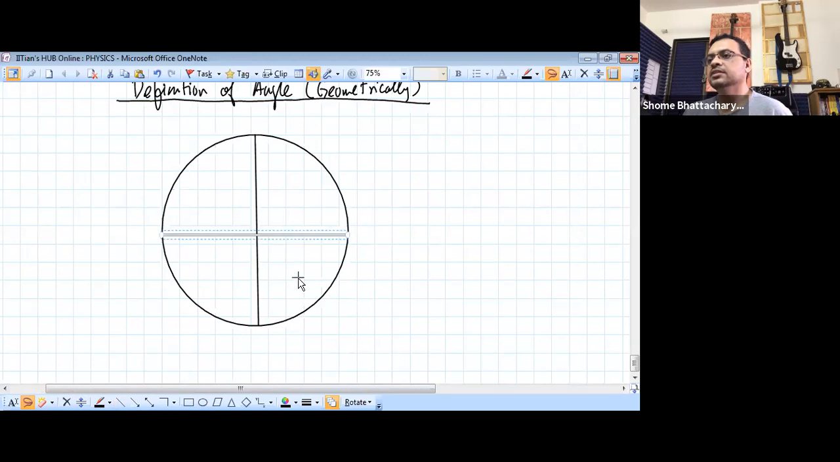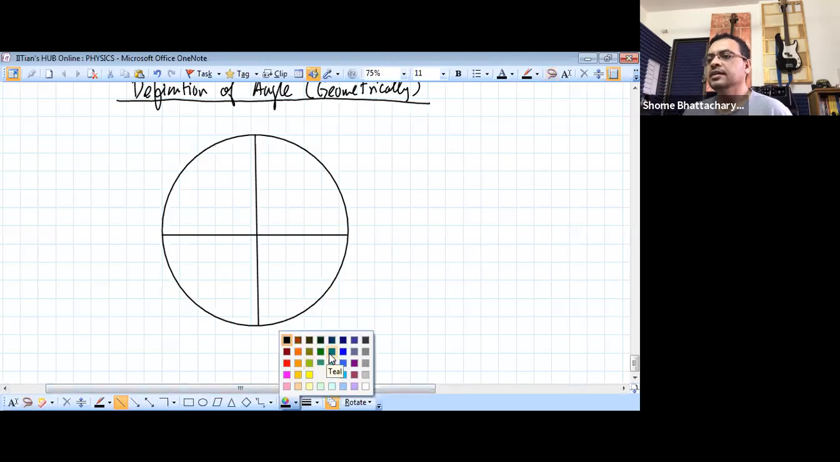If an arc subtends a certain angle, then there's a relationship between the angle and the arc length, and that is actually the definition of the angle.